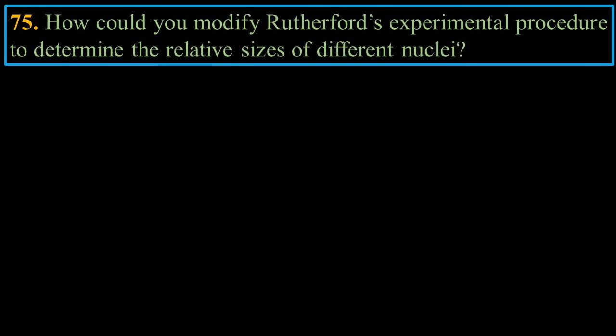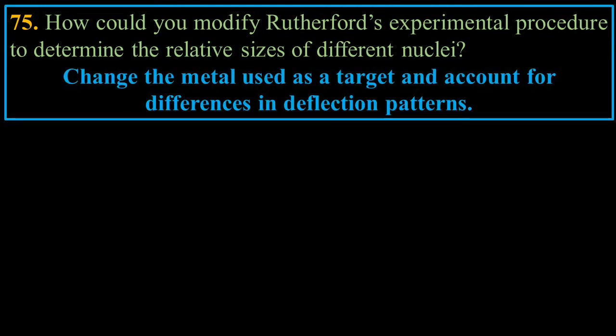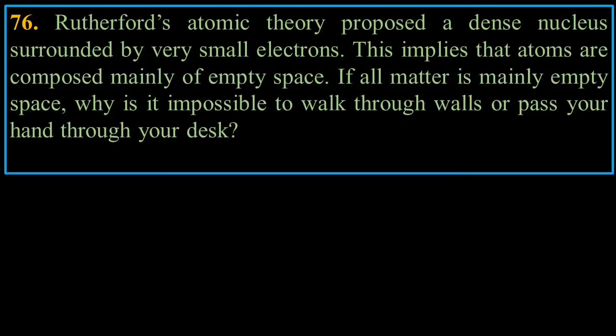How could you modify Rutherford's experimental procedure to determine the relative sizes of different nuclei? Change the metal used as a target and account for differences in deflection patterns. You'd have to do an awful lot of deflection patterns in order to get a quality sample.